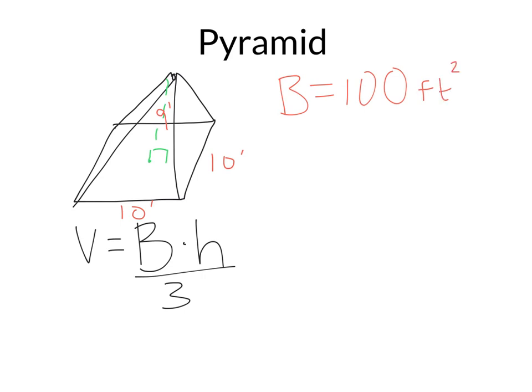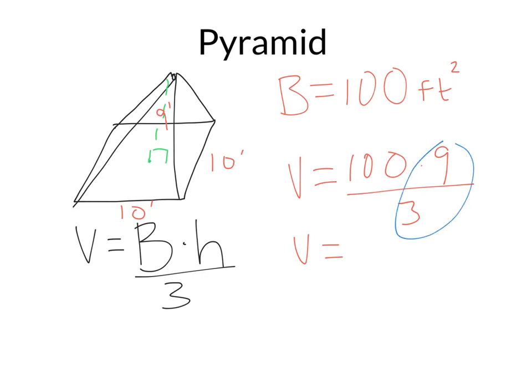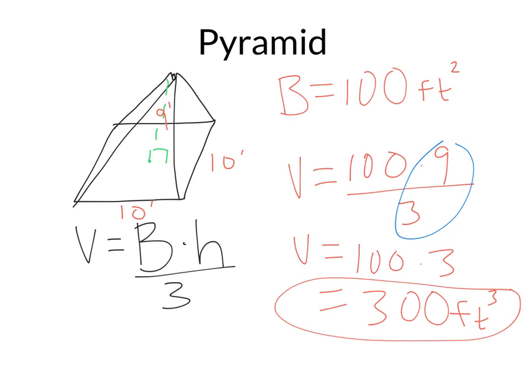And then let's plug it into our volume formula. Volume equals 100 times my height, which is 9 over 3. Now, I can plug this in my calculator, but I also notice I could probably do some simplifications here and make this a little bit easier on myself. What's 9 divided by 3, right? 9 divided by 3 is 3, so it simplifies to that, and I get 300 feet cubed. That would be my volume. Awesome.